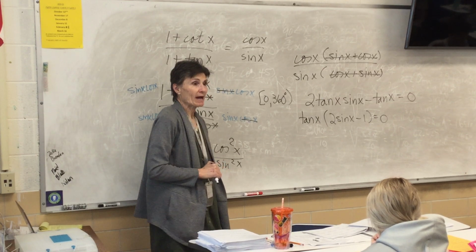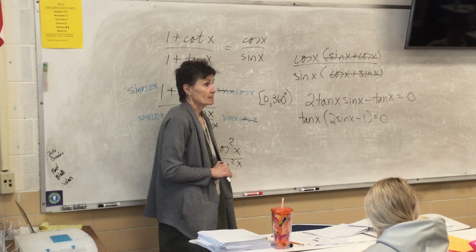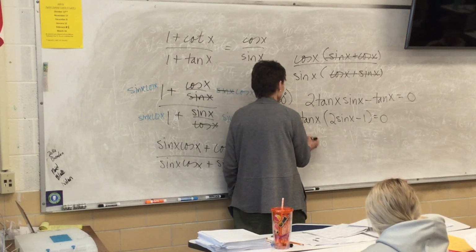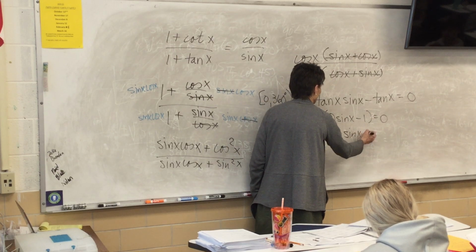What do I do once I factor in an equation like this? Once I factor, I set it equal to 0. So tan equals 0, or sine equals 1/2.